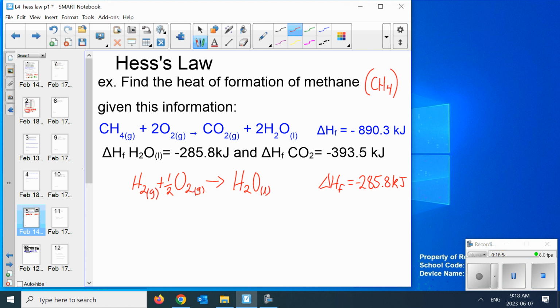I'm going to write out the formation equation for CO2 for 1 mole of CO2 and balance it out. It just so happens we've done this before. That carbon plus oxygen is balanced when it forms CO2, so nothing to do. Okay?